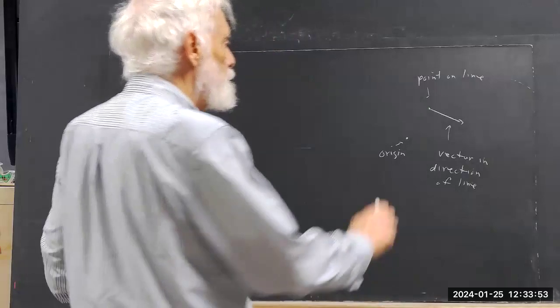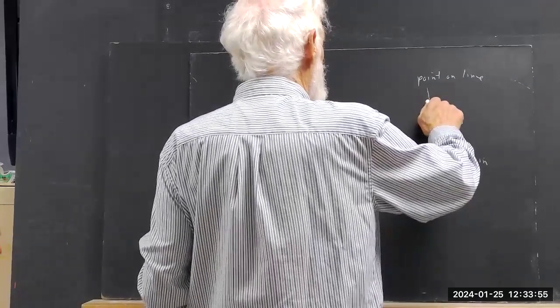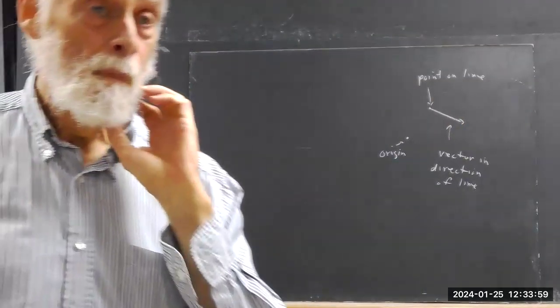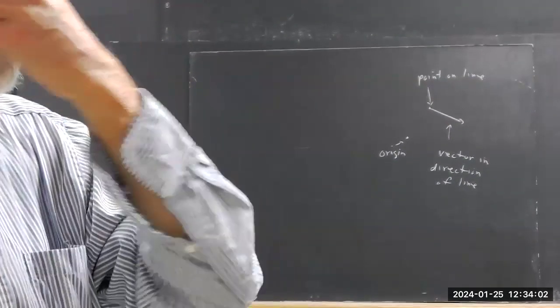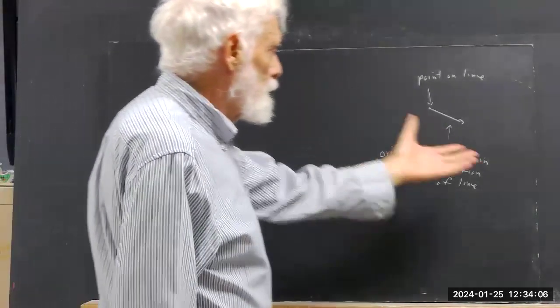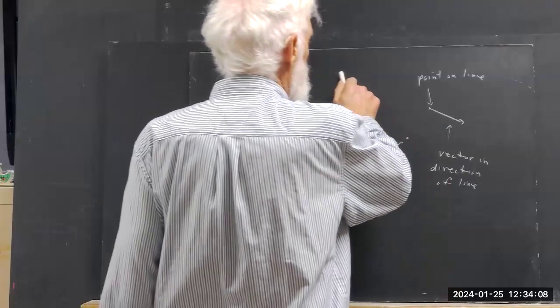Okay, so we have a line, we have a point on the line, we have a vector in the direction of the line. They said the same thing twice, so. That allows us to get the equation of the line.